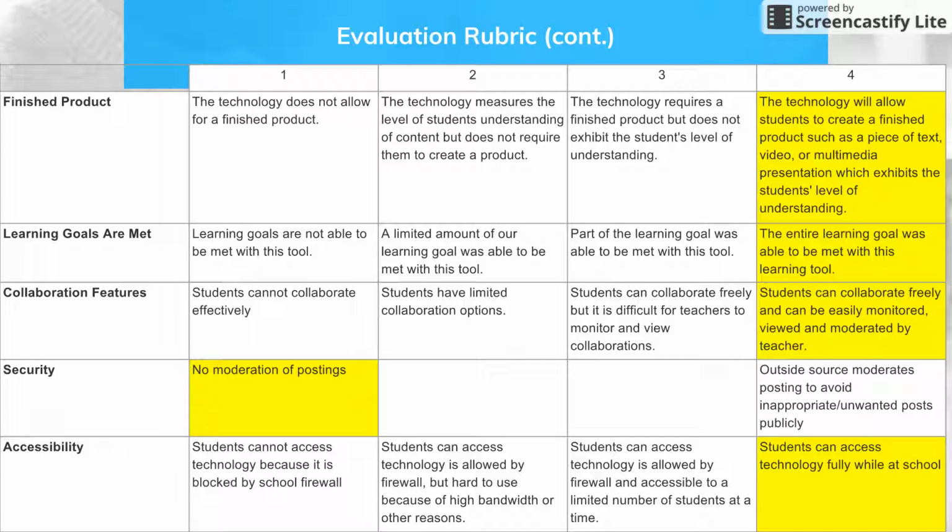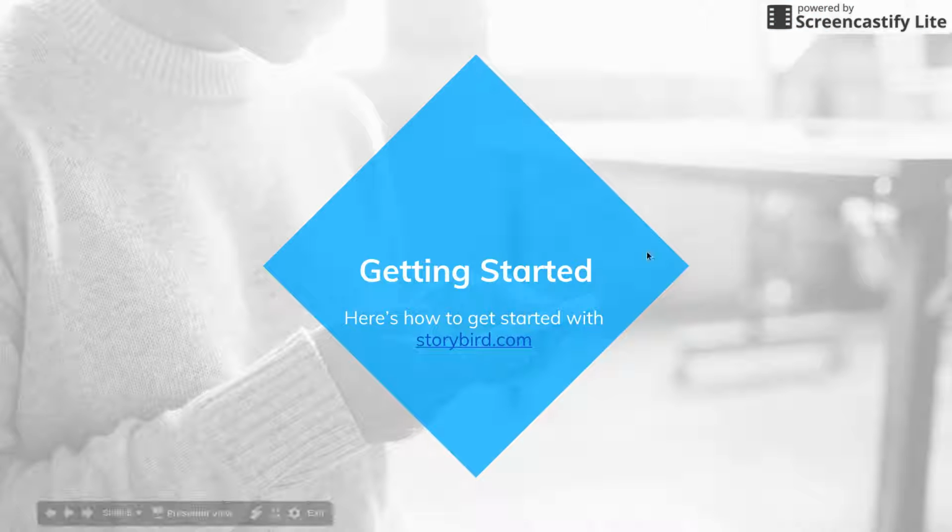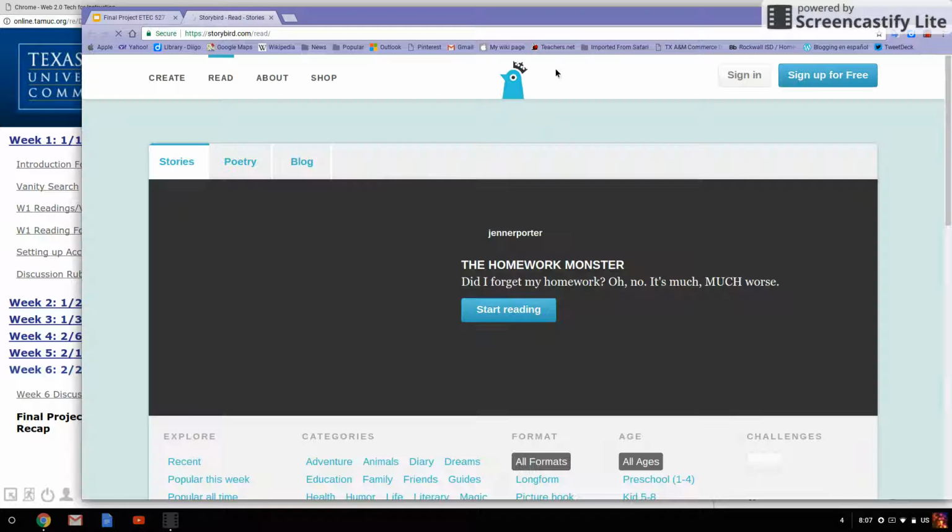With regards to security, I did score it a 1 simply because for a 4, it says an outside source moderates posting to avoid inappropriate or unwanted posts publicly. Because it is a student account, Storybird does not allow for students to post anything publicly, only through the teacher website. So getting started, let's go to storybird.com.